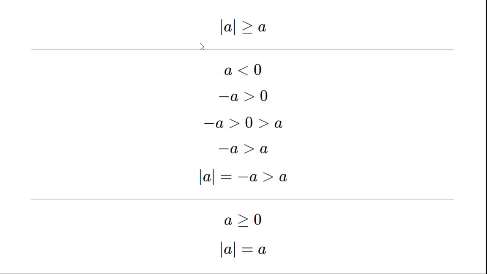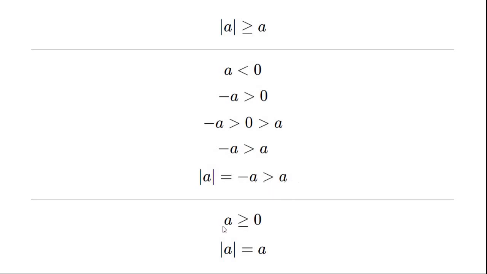The next property we're going to prove is that the absolute value of a is greater than or equal to a. So when a is less than 0, then negative a is greater than 0. And so we've got negative a is greater than 0, which is in turn greater than a. If a is less than 0, then 0 is greater than a. So negative a is greater than a by transitivity. So the absolute value of a is equal to negative a, which is greater than a.